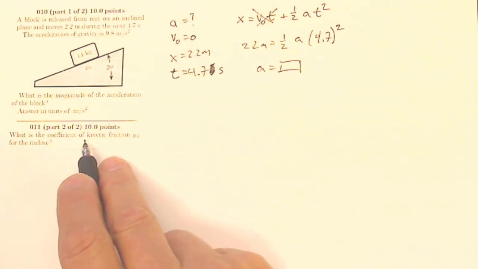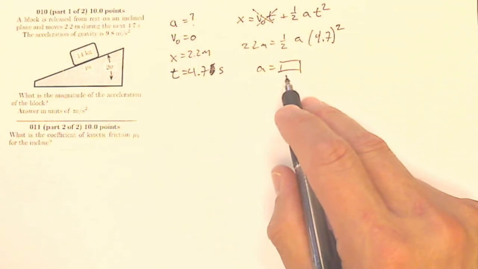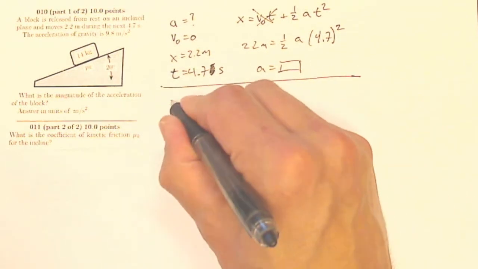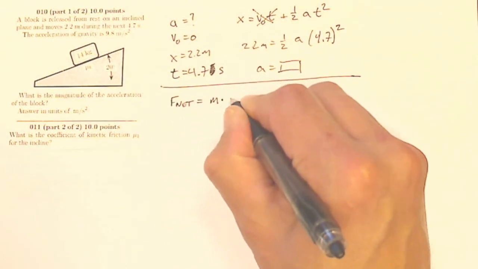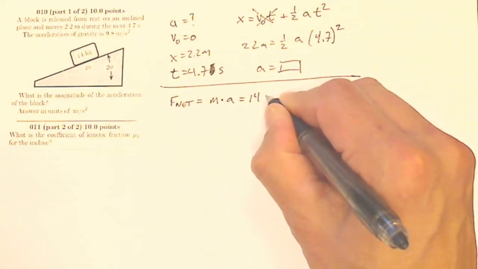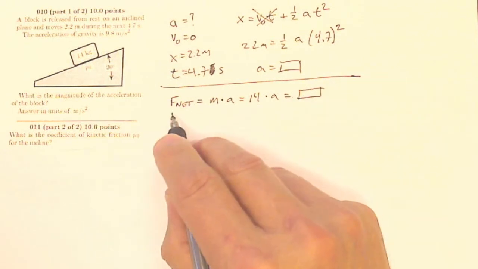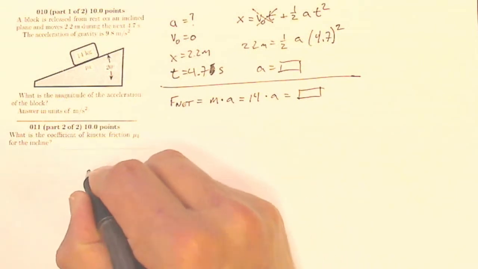11 says, what is the coefficient of kinetic friction for the incline? Well, that's kind of interesting. With my acceleration now, I know that my net force is going to be my mass times my acceleration. So that's going to be 14 kilograms times the acceleration I have from here, and that's going to give me some number for my net force. Well, what is my net force made of? Now I need my free body diagram.